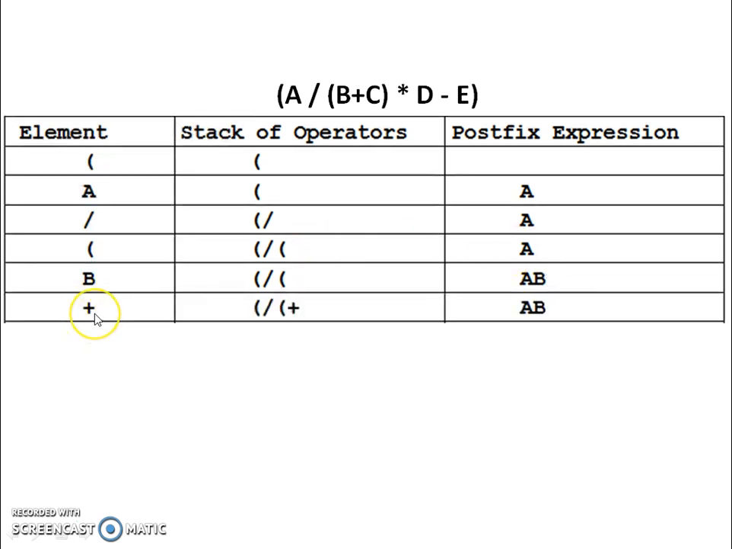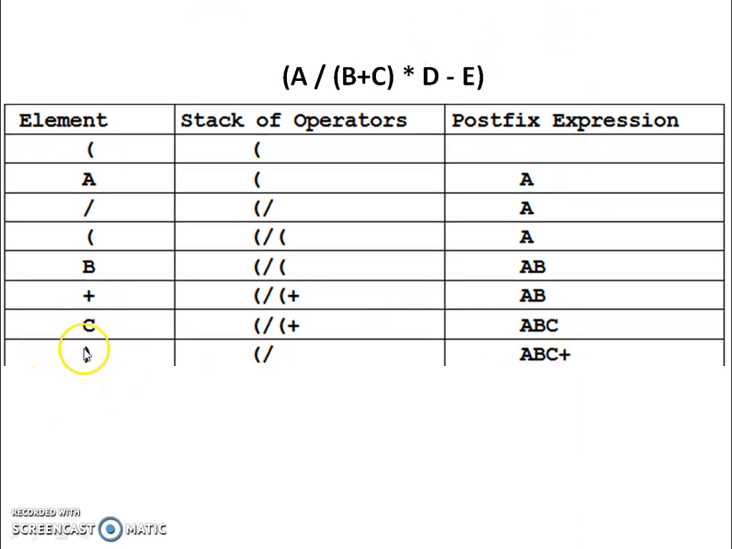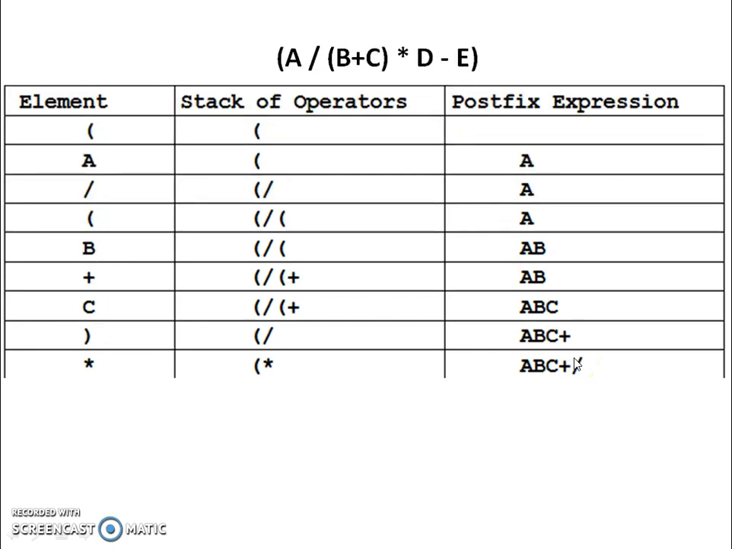Then we encounter a plus operator. Operator, you have to put it inside the stack. Push it in the stack. Then we encounter C, which is an operand, and has to be placed in the postfix expression. Then a right parenthesis is encountered. As you know, when a right parenthesis is encountered, you have to start popping the operators. As you know, there is only one operator inside this left parenthesis and the right parenthesis. So we'll pop out this plus operator and place it in our postfix expression.